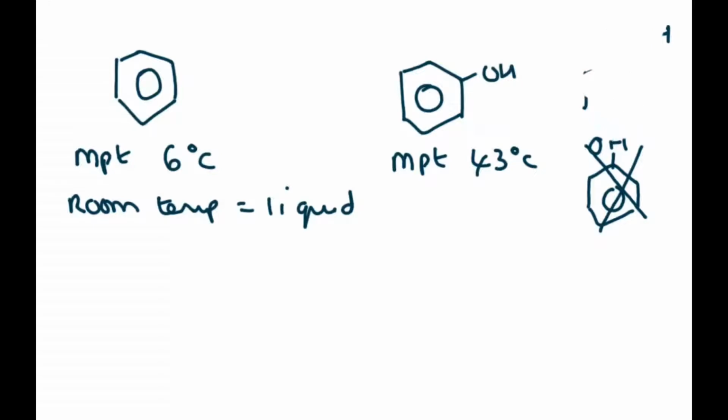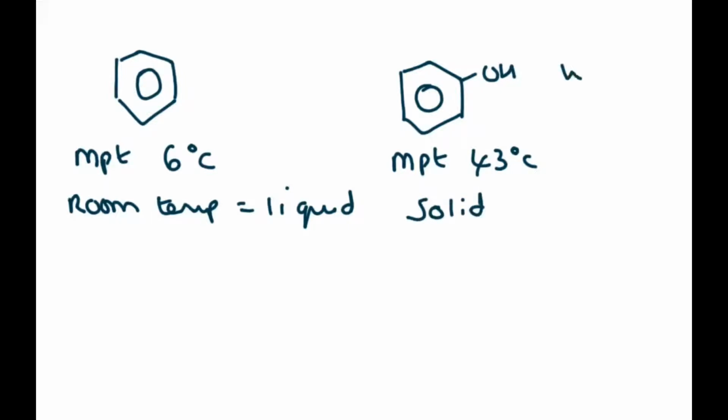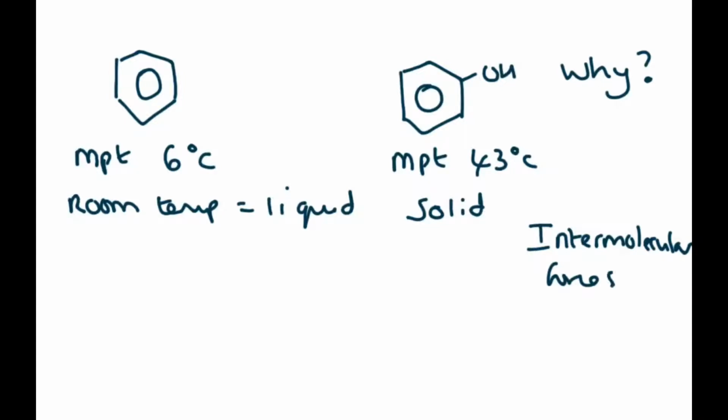All right, sorry, back to the melting point. So the melting point of phenol is 43 degrees. So therefore, at room temperature, phenol is a solid. Okay, so what's quite important is why. Can you explain why? So when you're thinking about melting points and why there's a difference in melting points, you have to consider the intermolecular forces. Intermolecular forces. Okay, so that's the forces between the molecules.